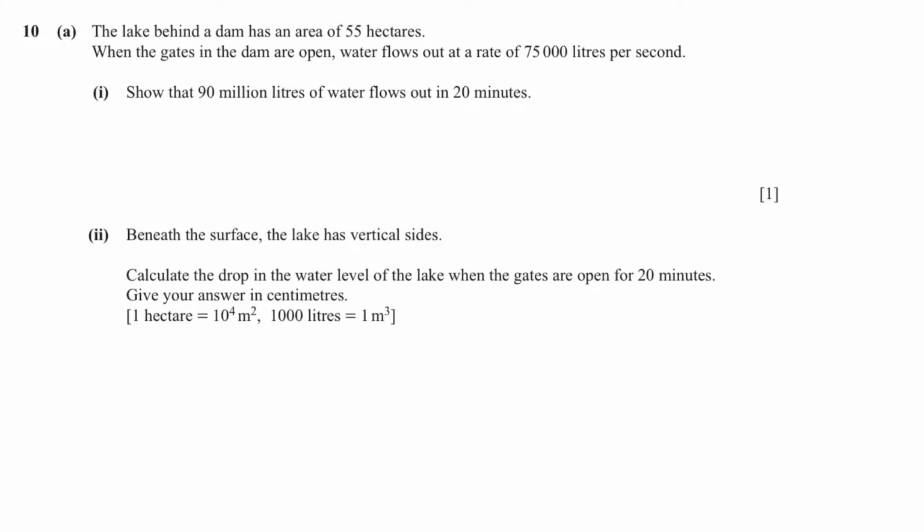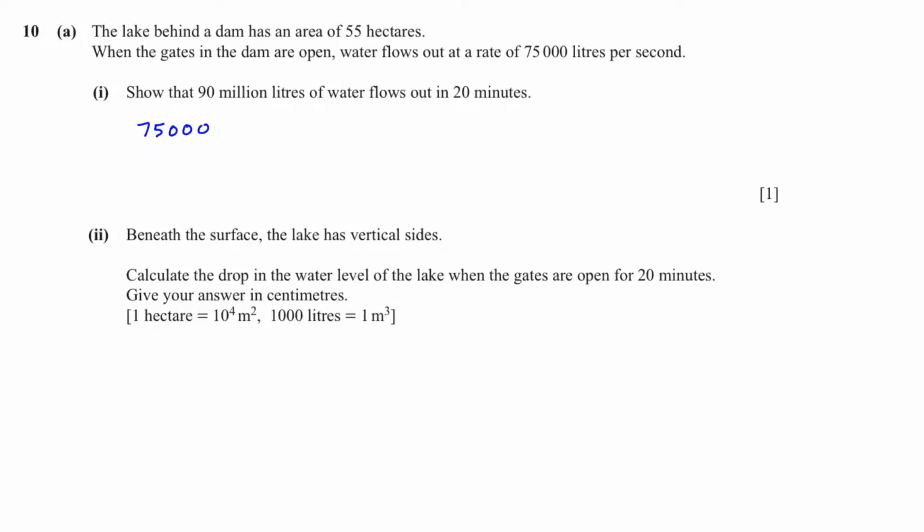Question number 10. Part A. The lake behind a dam has an area of 55 hectares. When the gates in the dam are open, water flows out at a rate of 75,000 liters per second. Show that 90 million liters of water flow out in 20 minutes. A very easy question.